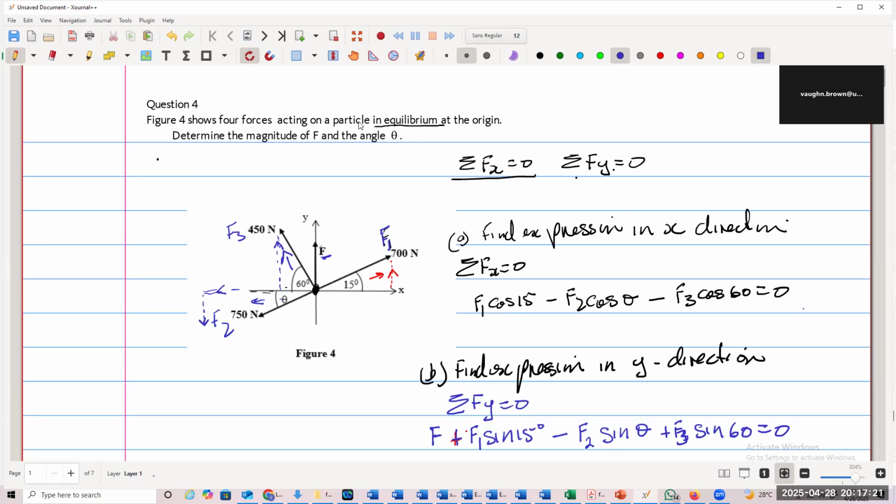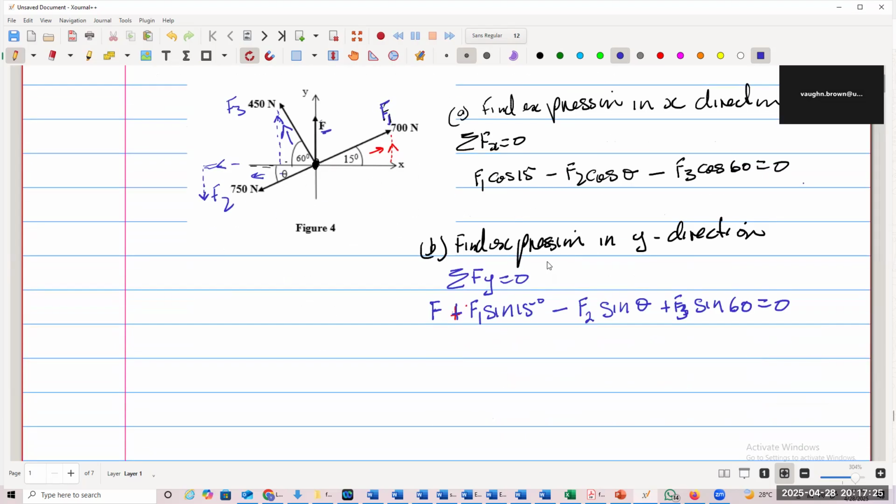It says here you're to find F and theta. So we're going to proceed now. What is the first thing that we can do here to solve this problem? So you can't solve theta and F at the same time. So it's one or the other. All right.